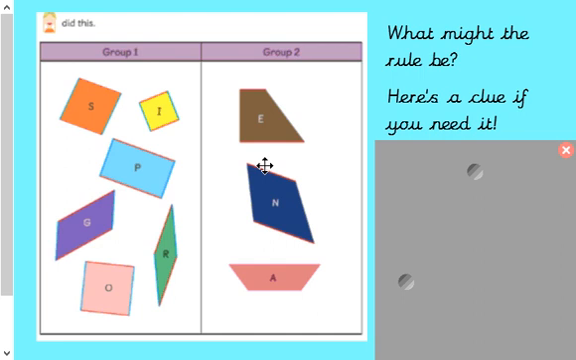First of all, I'm going to ask you to press pause. I'm not going to give you a clue to begin with, but if you need to, I'll give you a clue in a moment. So first of all, what might the rule be for group 1? What might the rule be for group 2? What has made all these shapes fit into this group, and what has made these 3 shapes fit into this group? Press pause now and have a little look, see what you think. Press play when you're ready.